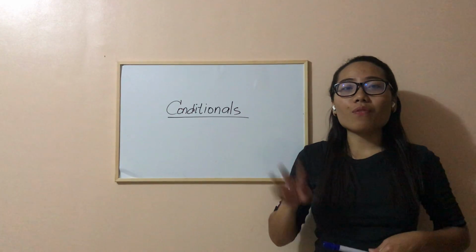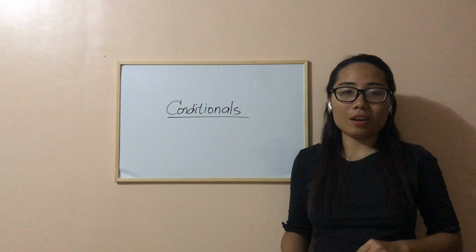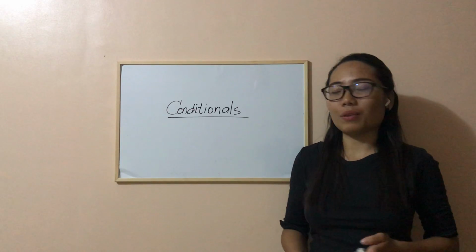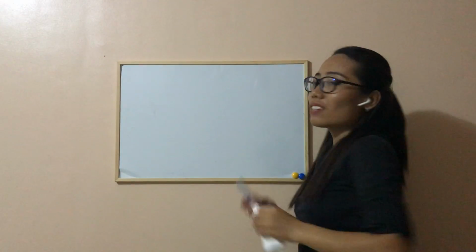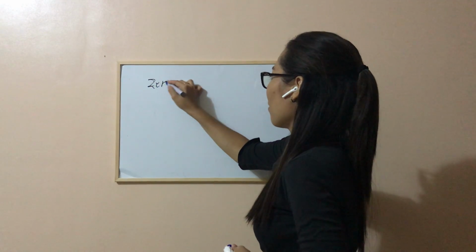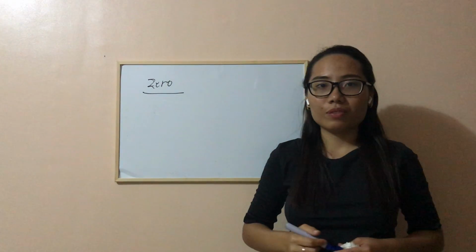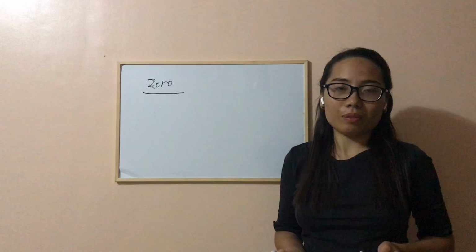There are four types of these conditionals, but I'll be teaching you the first type and the second type. The first type of this conditional is the zero conditional. Now, when do we use this zero conditional?